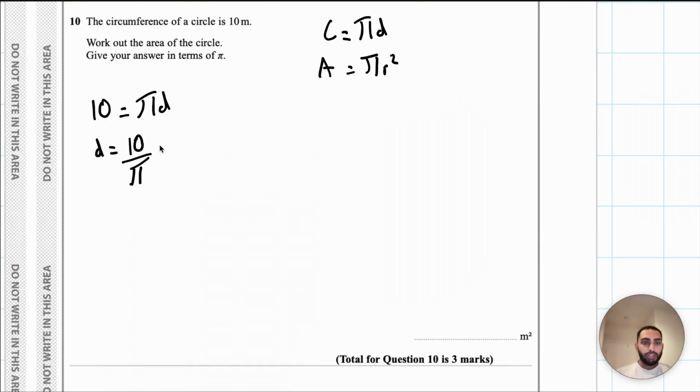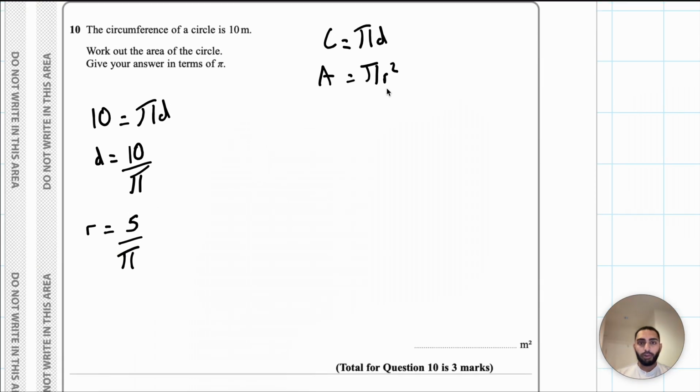I've got the diameter, which is 10 over pi, but the formula for area is pi r squared, where we need the radius. So the radius is half of the diameter. So here I just need to divide that numerator by 2. So it would become 5 over pi. Now I can find out what the area is. Substitute this radius into the formula for area.